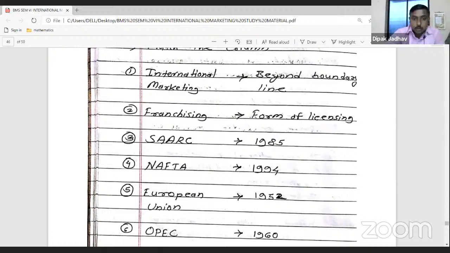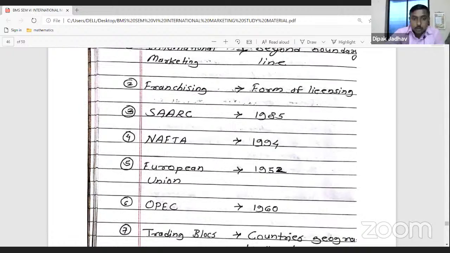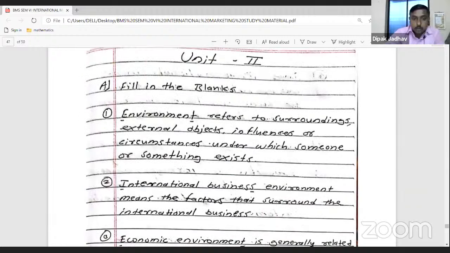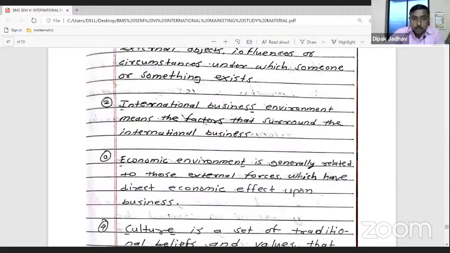Geographically close to each other. Actually, this trading block is not particularly geographically close to each other, but yes, it makes the block in favorable environments. For example, second, environment means external objects influencing the circumstances under which something exists. Okay. The international business environment means the factors that surround international business. The economic environment is the external one which has a direct economic effect. And culture is set up as the traditions, beliefs and possibilities from sharing in a given society.